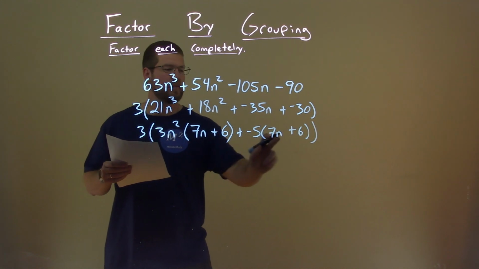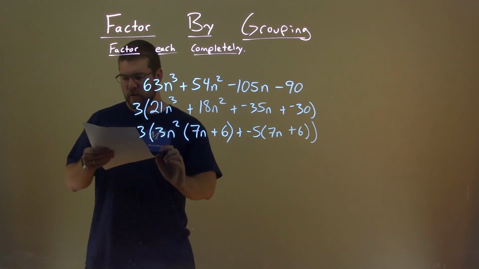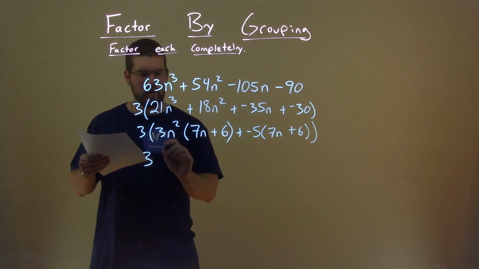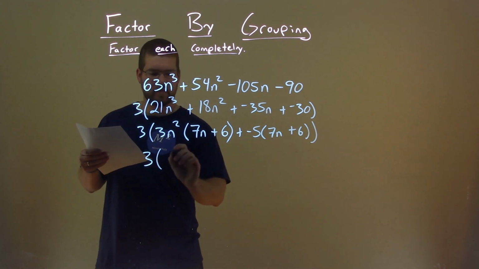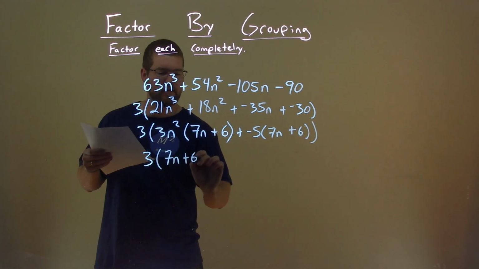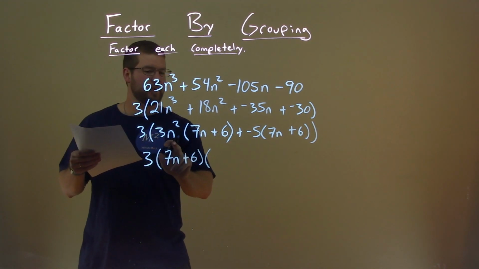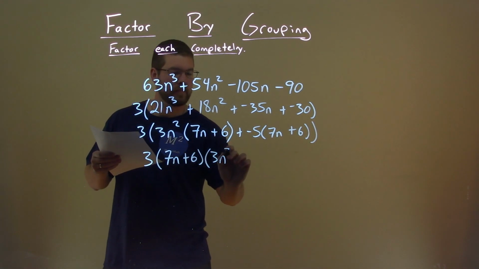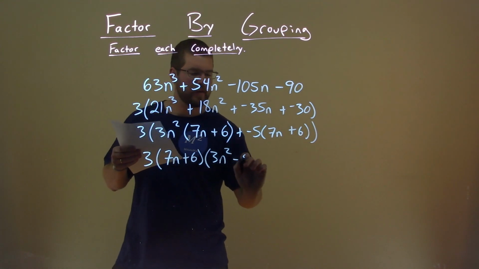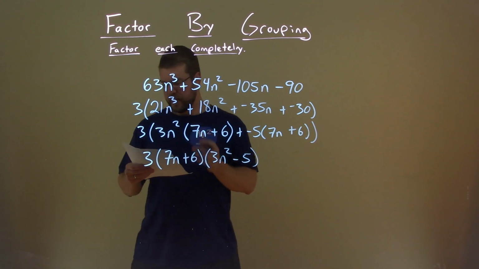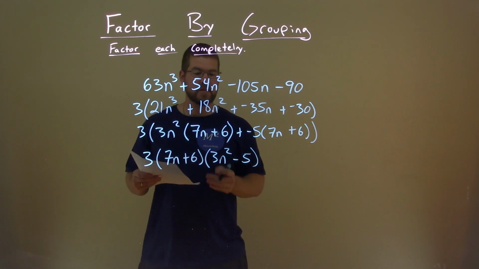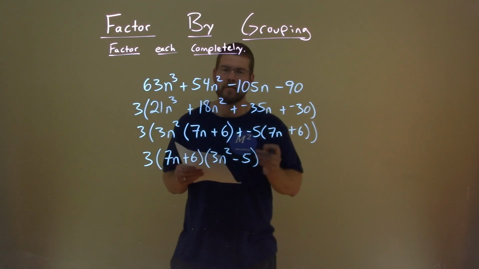Notice the 7n plus 6 written twice here. So 3 is still on the outside, but if we pull out a 7n plus 6 from both inside parentheses, what are we left with? 3n squared plus a negative 5, or minus 5. And there we actually have our final answer: 3 times 7n plus 6 times 3n squared minus 5.